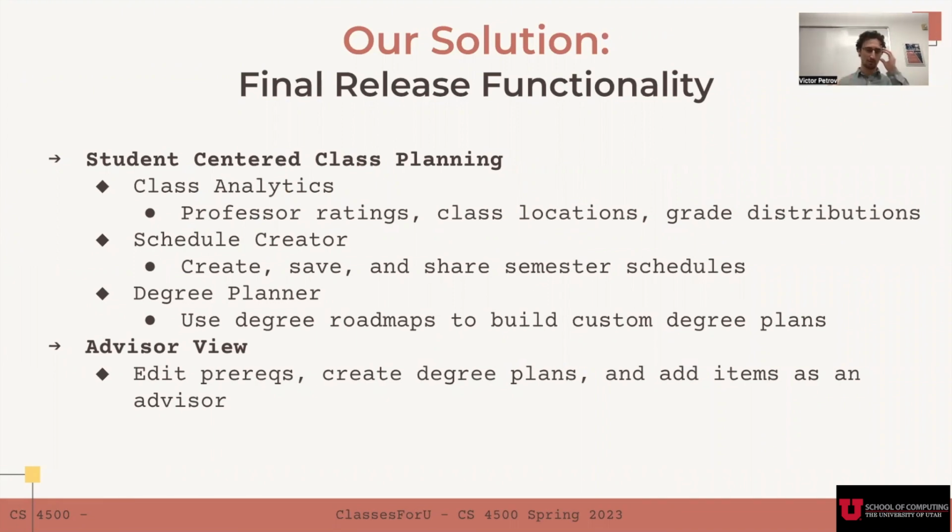This is split across three core pillars. Our first is class analytics. We provide a portal for professor ratings, class locations, and grade distributions that might inform student scheduling decisions. We have a schedule creator where students are able to create, save, and share semester schedules and see a weekly calendar view. And we also have a degree planner where they can plan further ahead, using degree roadmaps that are officially provided by the university, and see information such as course prerequisites and schedule effectively into the future.